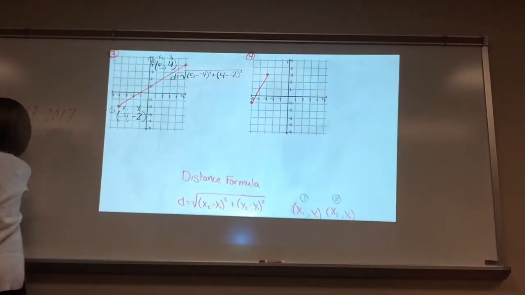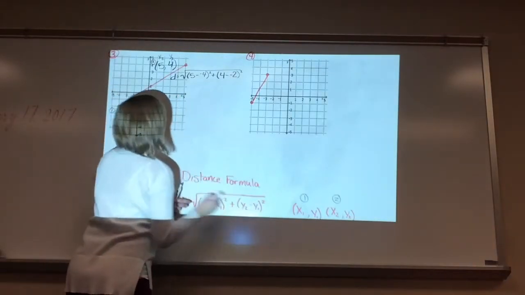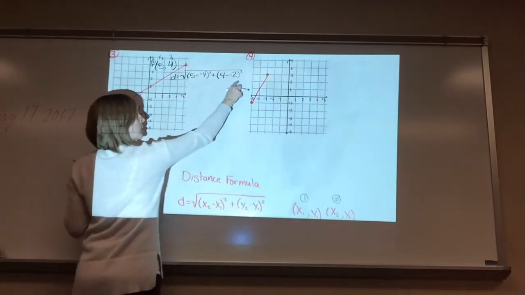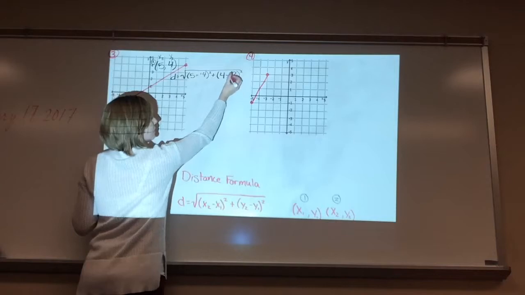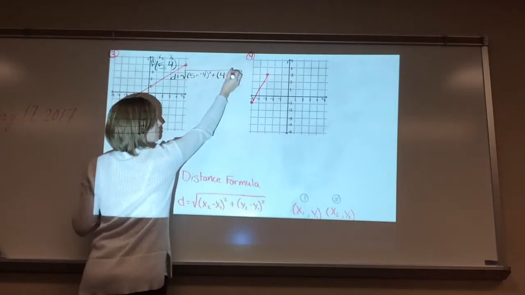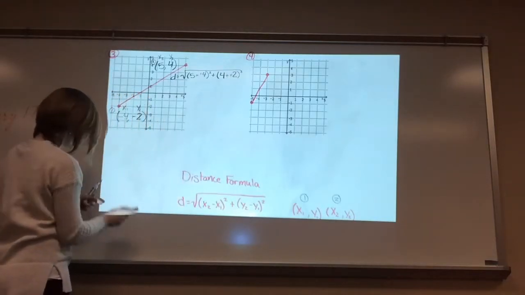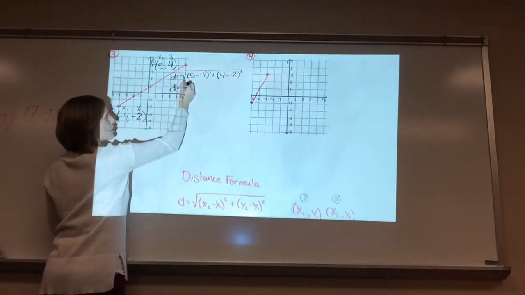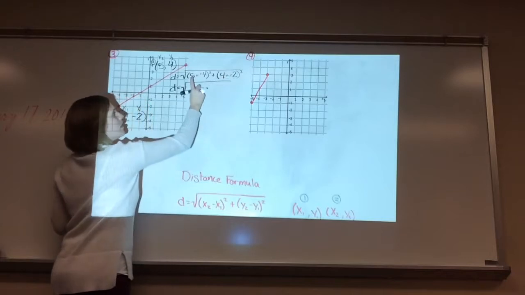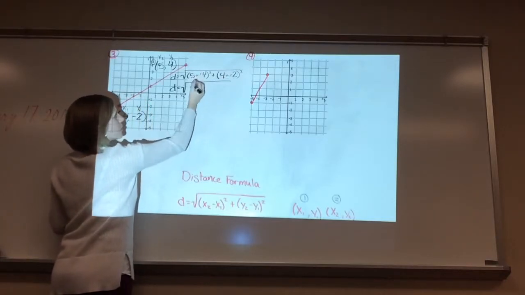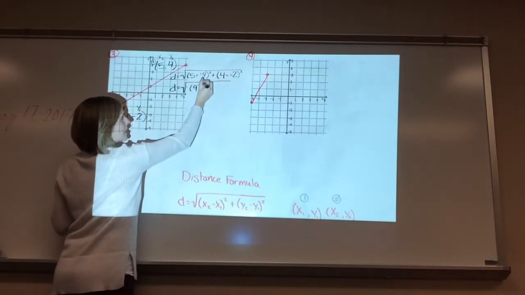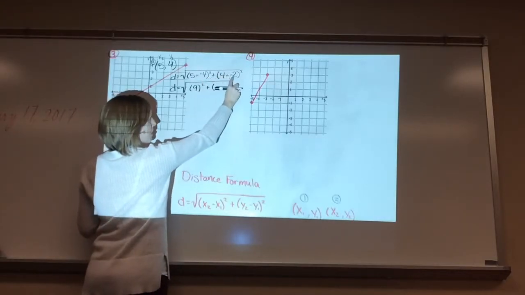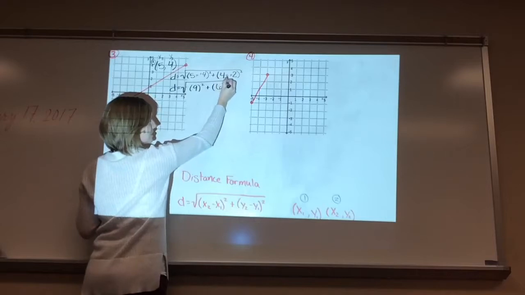Now remember, when we have subtracting a negative, we need to change that to adding a positive. Same thing over here. We have 4 minus negative 2. That becomes 4 plus positive 2. So now we can go ahead and work this out. We have d equals, start with the parentheses. 5 plus positive 4 is 9. So we have 9 to the second power. And we're adding to that, 4 plus positive 2 is 6 to the second power.